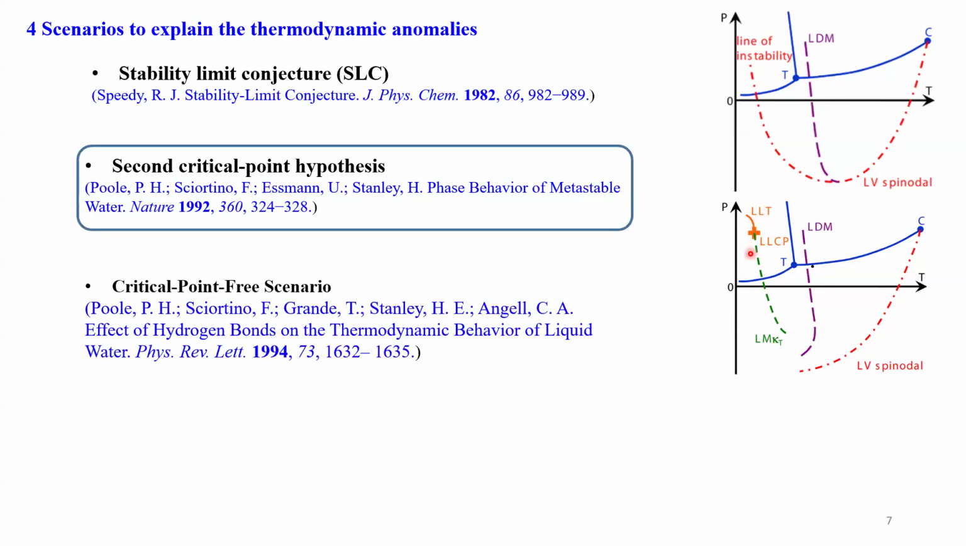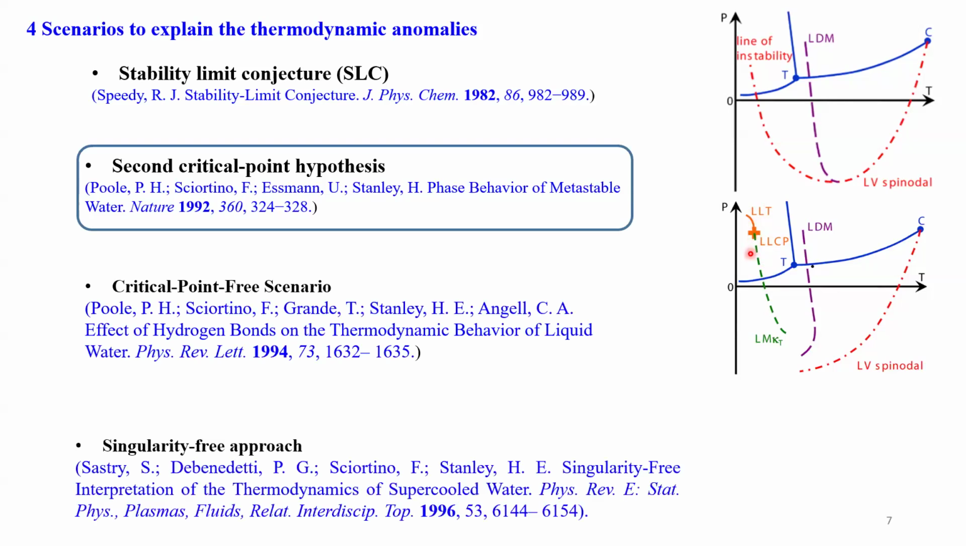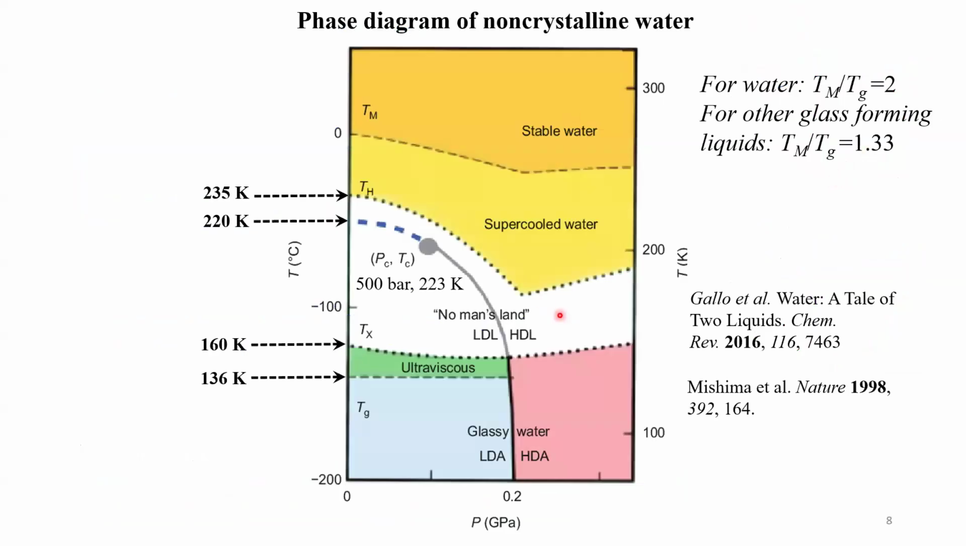There are other approaches as well, the critical point free scenario and the singularity free approach. This scenario says that the critical point will be at the point where the liquid-vapor spinodal meets the line of density maximum. That is at negative pressure. However, the second critical point hypothesis is actually more popular now, and I will explain it now. I will answer the question of Rajorshi.